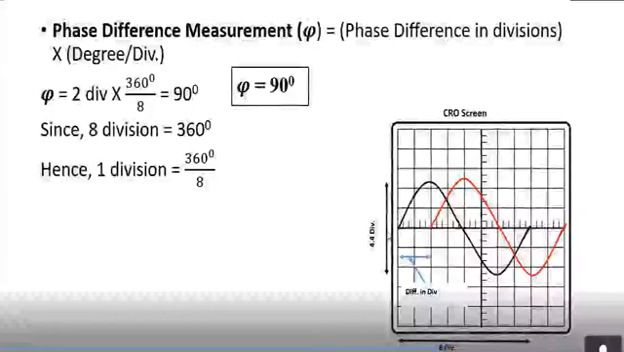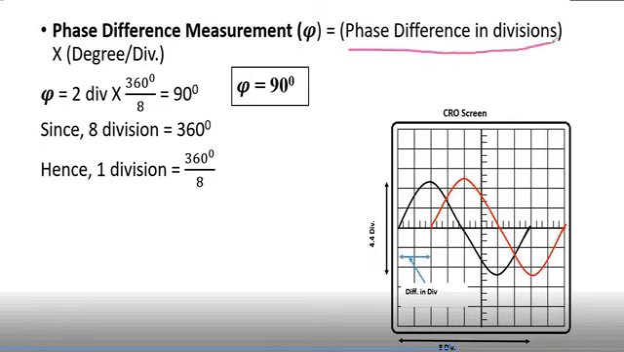Now we have to learn about the phase difference measurement with the help of CRO. See, this is the screen of CRO. You can see there are two different waveforms. To find the phase difference, it is necessary that two waveforms should be displayed on the screen. And the formula is phase difference in division multiplied by degree per division. There is no special knob for degree per division.